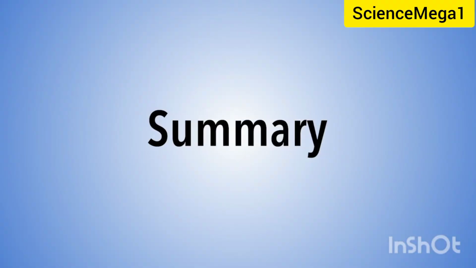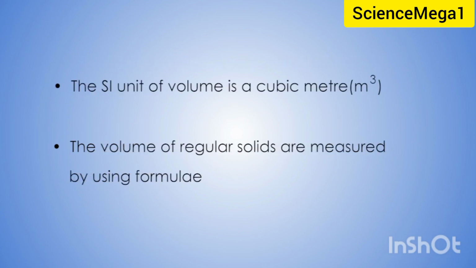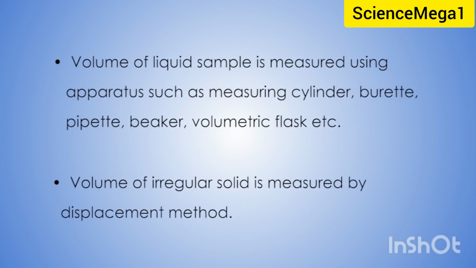Now let's recap what we've done for today. The amount of space occupied by matter is the volume of that matter. There are several units of measuring volume of a substance. The SI unit of volume is the cubic meter. The volume of regular solids are measured by using formulae. Volume of liquid sample is measured using apparatus such as measuring cylinder, burette, pipette, beaker, a volumetric flask, etc. Volume of irregular solid is measured by displacement method.